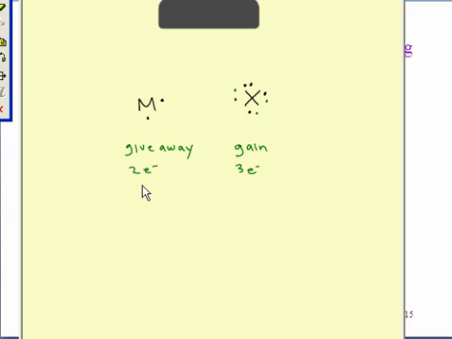So if we look at the least common multiple, or the least common denominator between 2 and 3, it's going to be 6. We're going to give a total of 6 electrons away, and we're going to gain a total of 6 electrons. So we'll need 3 metals and 2 nonmetals, so we can give away 6 electrons and gain 6 electrons. This number has to be equal. We've got to give away the exact number that we receive.